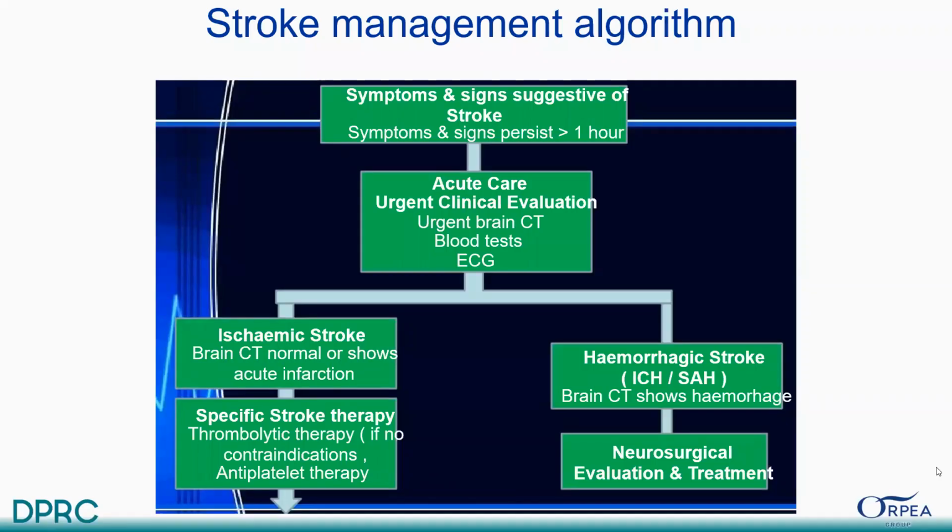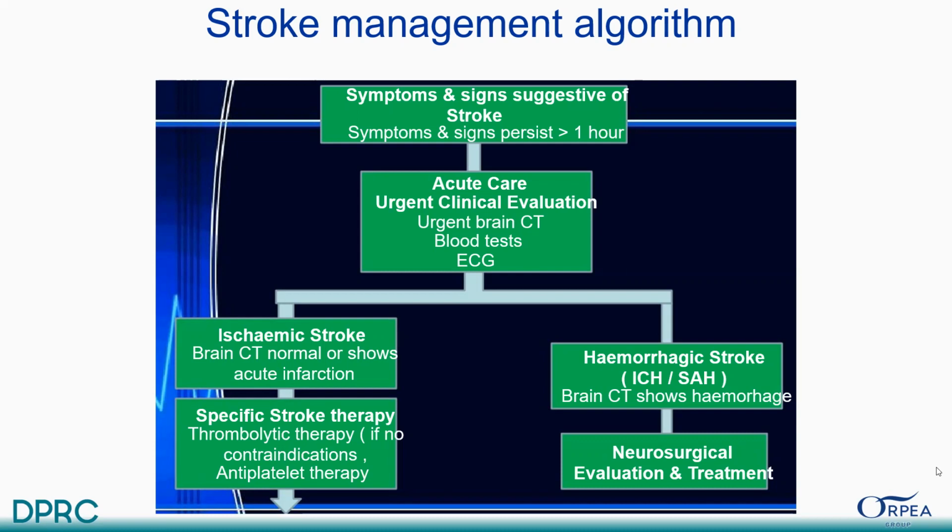Stroke management algorithm. Symptoms and signs suggestive of a stroke, and the symptoms and signs persist more than 1 hour. The acute care is urgent clinical evaluation. We do the ECG, the blood test, urgent brain CT, and also MRI. For the ischemic stroke, there is a CT and a specific stroke therapy, like thrombolytic therapy if no contraindication, and antiplatelet therapy.